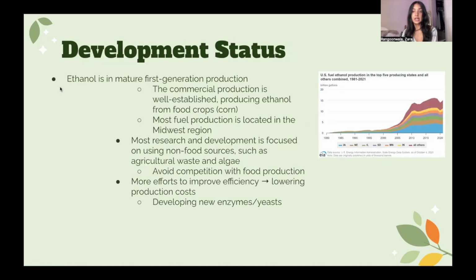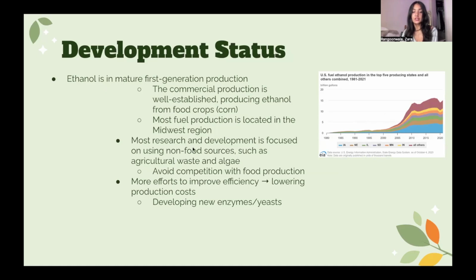The development status of ethanol. This is a mature first generation production. Its commercial production is well established, producing ethanol from food crops. As I said before, it's produced from corn, and most fuel production is located in the Midwest region, as we can see in this chart on the right.